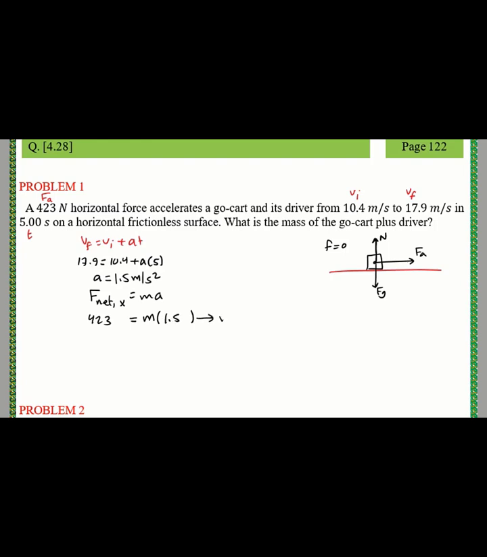Then we will get the mass as 282 kilograms.